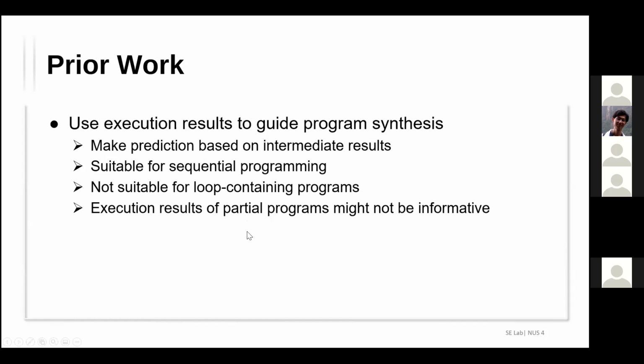Prior to this paper itself, there has actually been quite a lot of work on program synthesis. Some of the more recent findings were that if we use the intermediate execution results to guide the program synthesis, it performs a lot better. The idea is that we have an initial program that is generated, and we run it, and then we use whatever results from there and try to predict the rest of the program, and that improves the accuracy of the program synthesis itself.